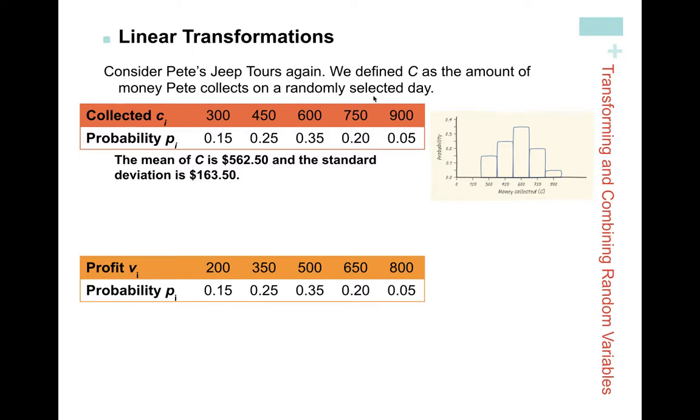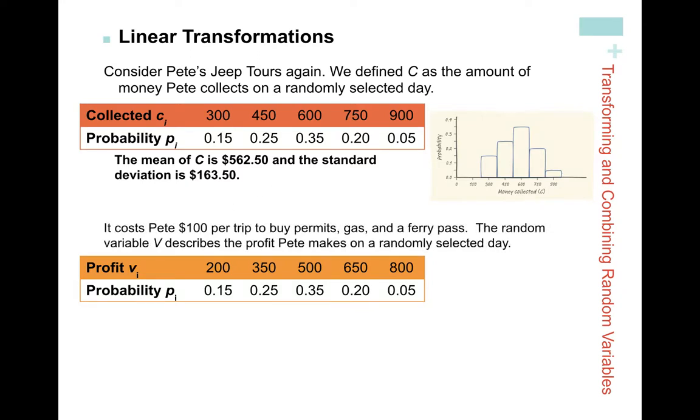So consider Pete's Jeep Tours again. Capital C is the money that he collects, so his revenue or his income. That doesn't mean this is all profit. But now capital V is his profit. It costs Pete $100 per trip to buy permits, gas, and a ferry pass. And so we've simplified his expenses, AP Econ students. We're going to forget about fixed and variable expenses. We're just going to say it's a total $100 fixed expense.